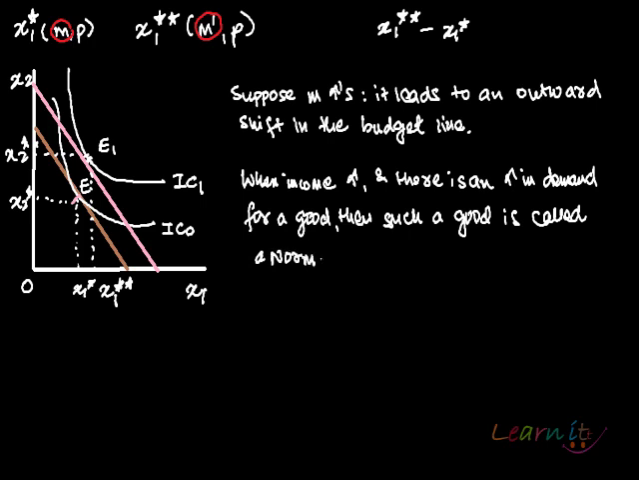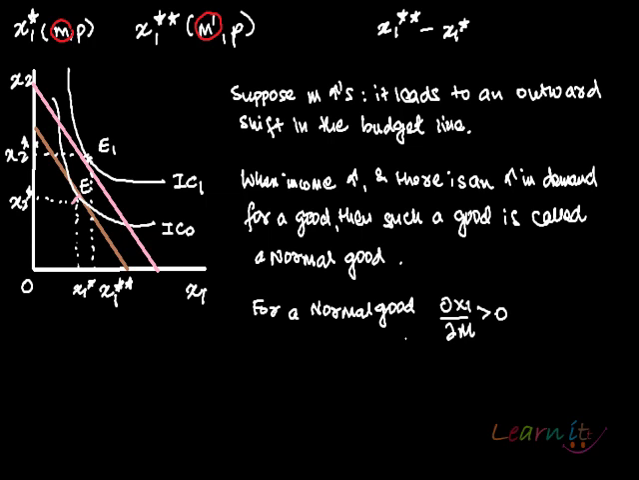See, I have a way of teaching, in the sense that I'll always be writing up the important points, so that certain points get drilled in your head, whether they are simple or difficult. These are things which you should know. So suppose good one is a normal good, then when income increases, the demand for this good is also going to increase. Hence, for a normal good, del x1 by del m is going to be greater than 0. That is, when income increases, the demand for x1 is also going to increase.